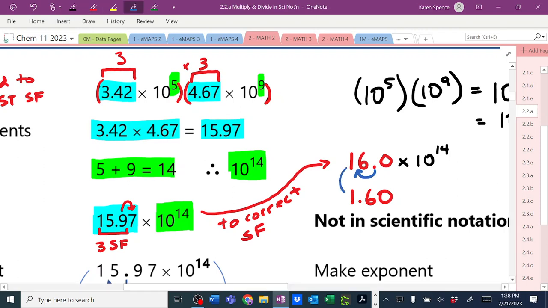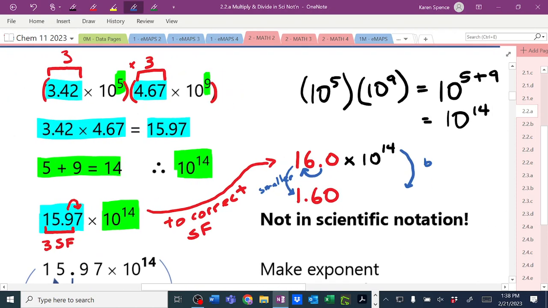This number got bigger or smaller? Smaller by 1 power of 10. Therefore, the exponent has to get bigger by 1 power of 10. And so that will become times 10 to the 15.